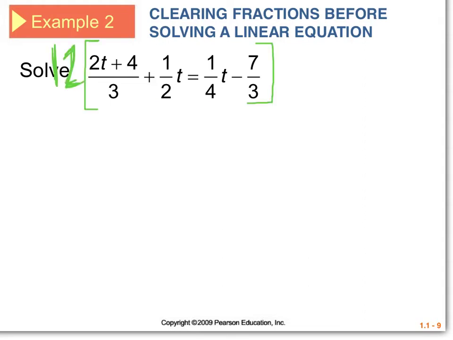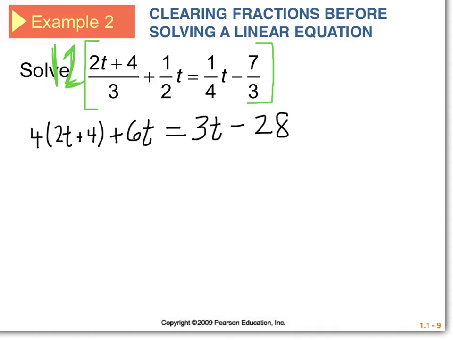Alright, so multiplying through by 12, this first component, 12 times 2t plus 4 divided by 3, will become, 12 and 3 are going to reduce to 4, times 2t plus 4. Now I'm going to do 12 times 1/2 of t, and that's going to become 6t. Next will be 12 times 1/4 t, which will make 3t. And last, we'll do 12 times negative 7/3, which will make negative 28.